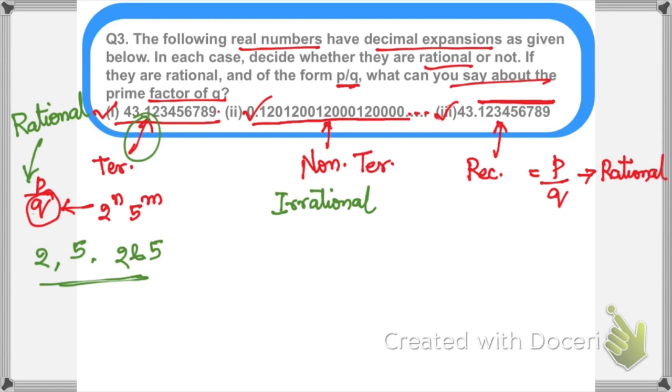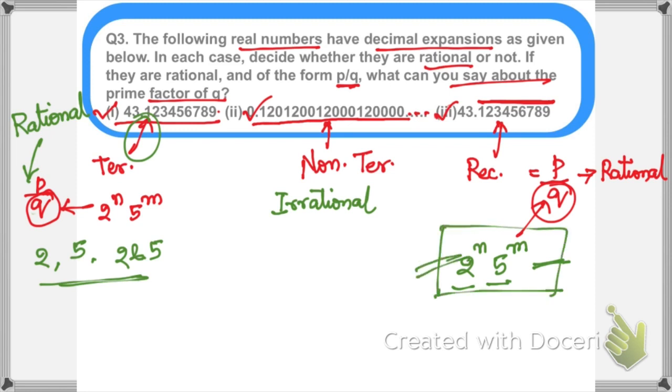But what can you say about the denominator of this rational number? What can you say about this q of this rational number? We can say that it is of course of the form 2 to the power n, 5 to the power m, but along with it, it contains some other numbers as well. Meaning along with 2 and 5, it contains some other number, or this is not only of the form 2 to the power n, 5 to the power m. Meaning whenever you get a bar over, you will tell that this is a rational number, but this is not of the form 2 to the power n, 5 to the power m.